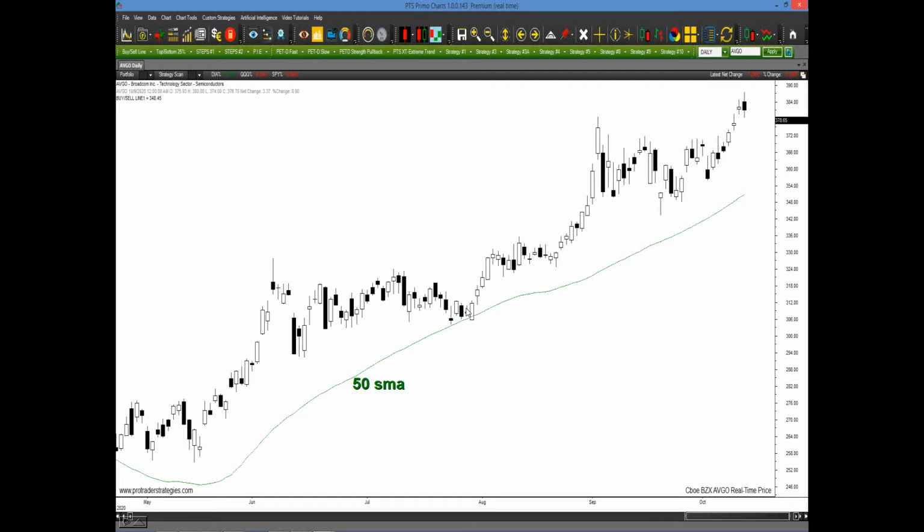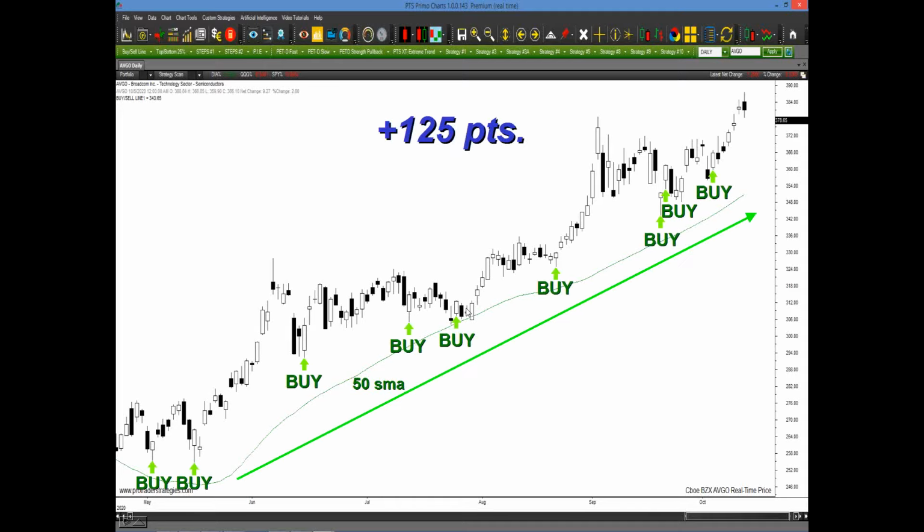Now you just have to add some more structure in the form of strategy number 4. And look at all these buy signals that were generated. Had you taken the first couple of ones down here and held on coming into October, potentially you'd have a 125-point gain. But even if you missed that, look at all the nice buy signals that were generated here along the way.